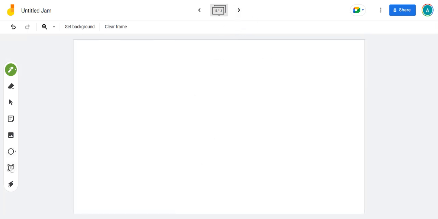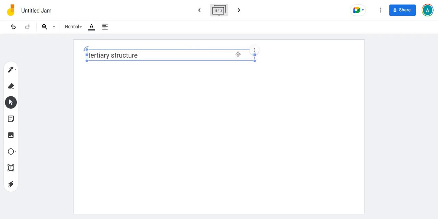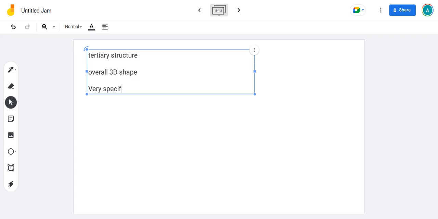The next stage is the tertiary structure. That's another word for the third structure. And the tertiary structure is the overall 3D shape. Not localized folding, not localized bits of shapes, but the overall 3D shape. And it's very specific to each type of protein.